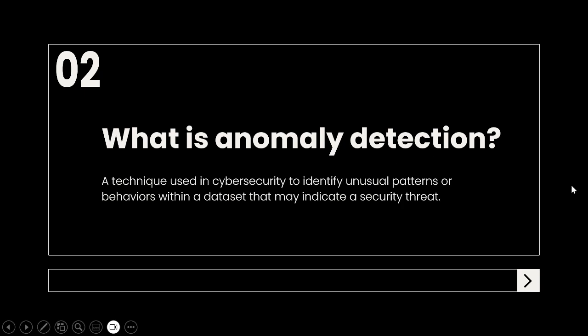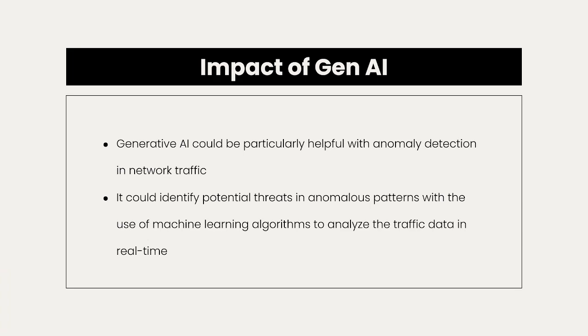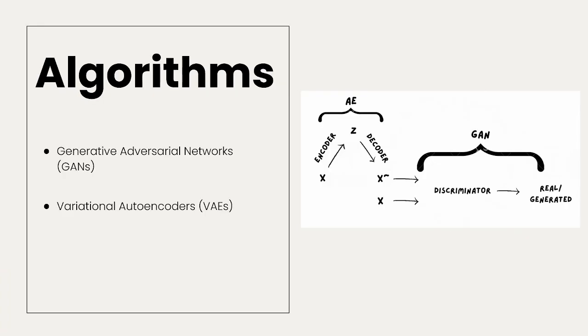Going into the first case study that we analyzed, anomaly detection. This is a technique used in cybersecurity to identify unusual patterns or behaviors within a dataset that may indicate a security threat. With generative AI, it can be a very helpful way to monitor network traffic, and it could identify potential threats in the anomalous patterns, with the use of machine learning algorithms to analyze the traffic data in real time. These algorithms are generative adversarial networks and variational autoencoders.